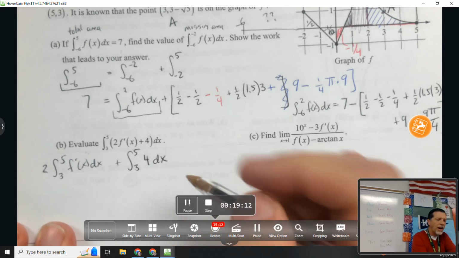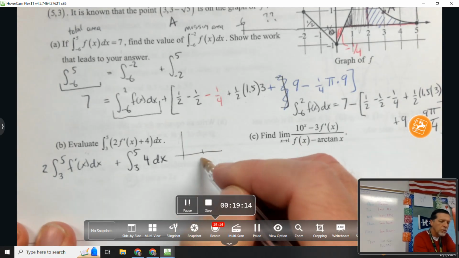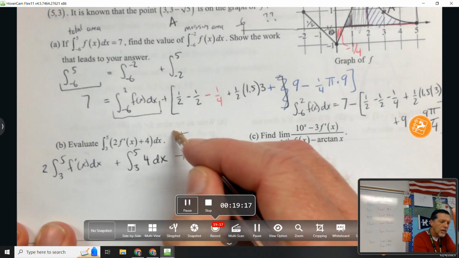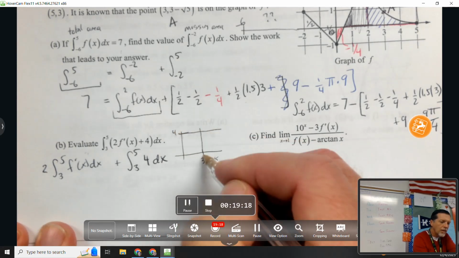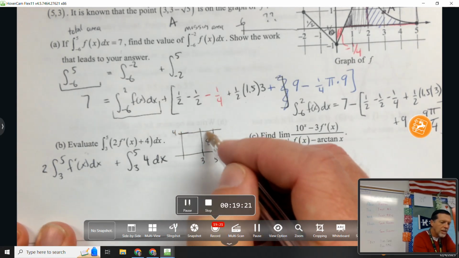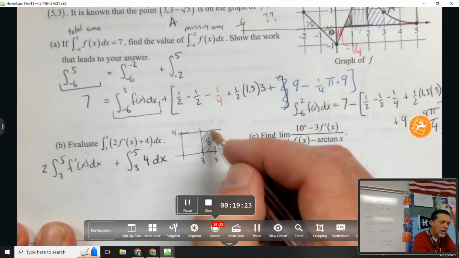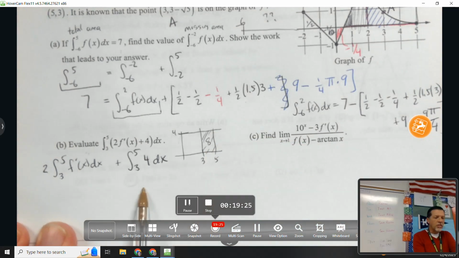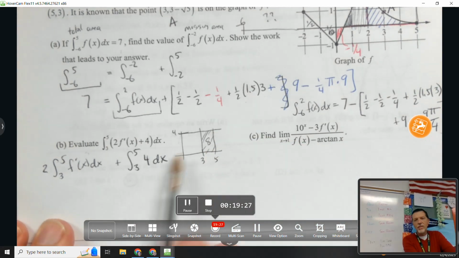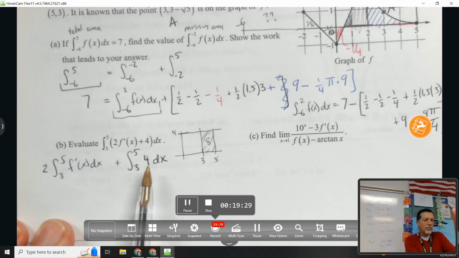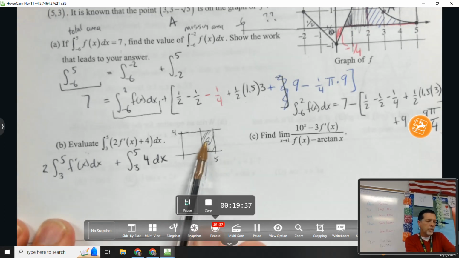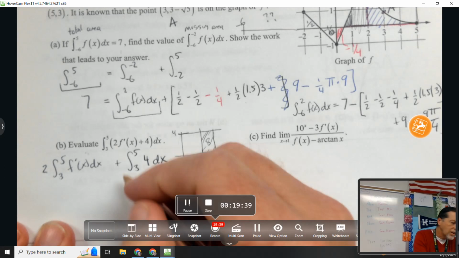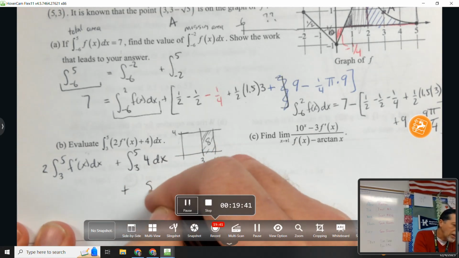If the height is 4 and we're going from 3 to 5, then the area of that thing is 8. So again, if it's just a number there, you can think area, or you can think 4x is the antiderivative. And then plug in 5 minus plug in 3, 20 minus 12. Either way you go, you get 8. So that part's 8. That's the easy part, I think.